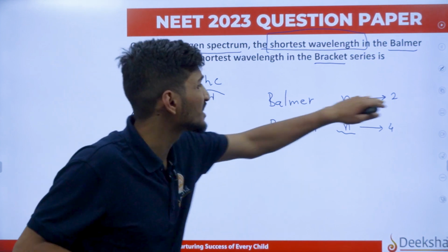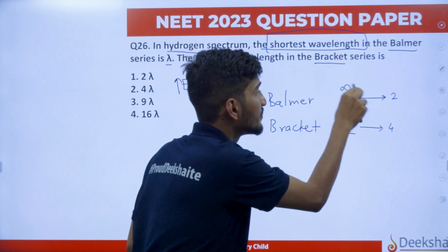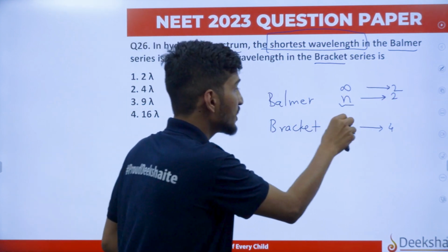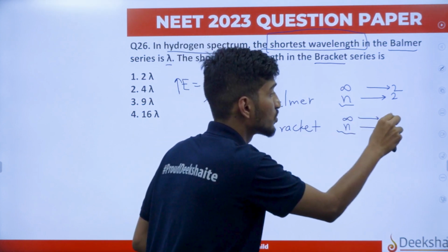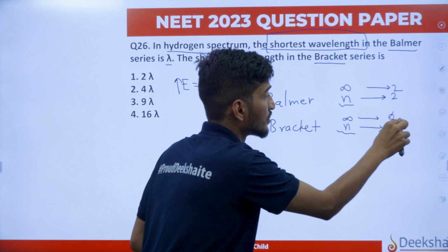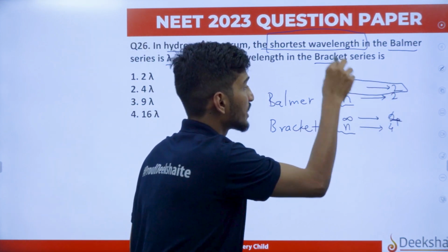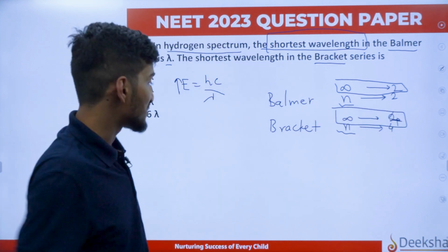And what's the most energy gap you can have in a Balmer series? The most can be from infinity to 2, so from outside to the second orbit. Similarly, for Brackett series also, the shortest wavelength or the most energy can be from infinity to 4. Okay, so these are the two energy levels we are dealing with right now, infinity to 2 and infinity to 4. So let's compare their wavelengths.